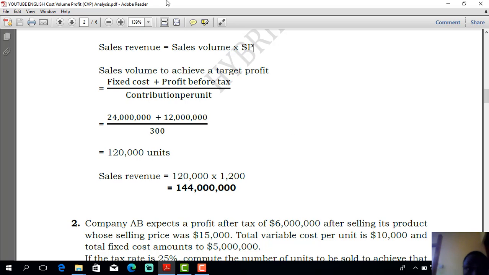You have to remember the currency. Always remember the currency. This is in dollars. Don't just write 144 million. You have to put dollar there.